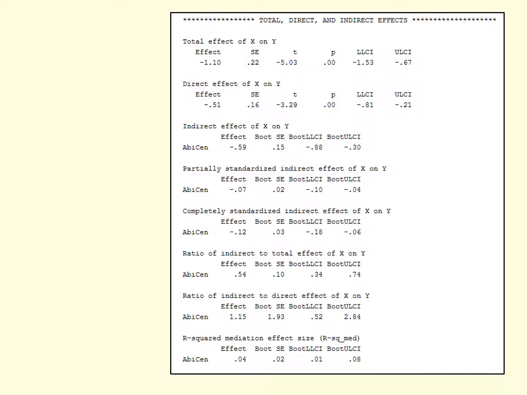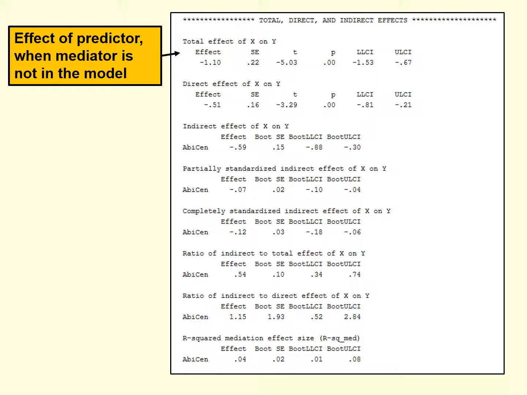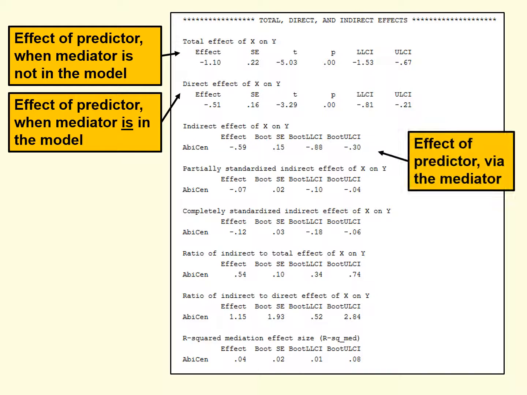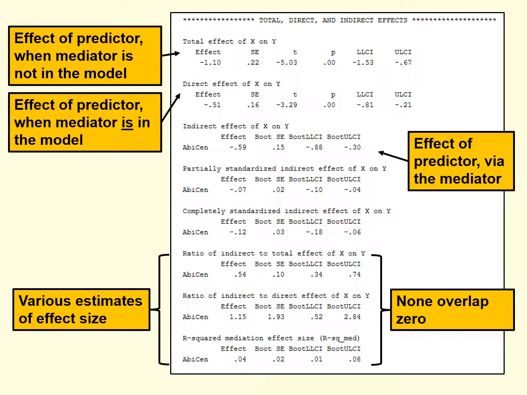Here's some output from PROCESS, and you can see here the effect of the predictor when the mediator is not in the model, the effect when it is in the model, and the difference, which is of course the indirect effect, the effect of the predictor on the outcome via the mediator. And we can see different estimates of the effect size, none of which overlap with zero, suggesting that there is some significant partial mediation for television watching on achievement via ability.